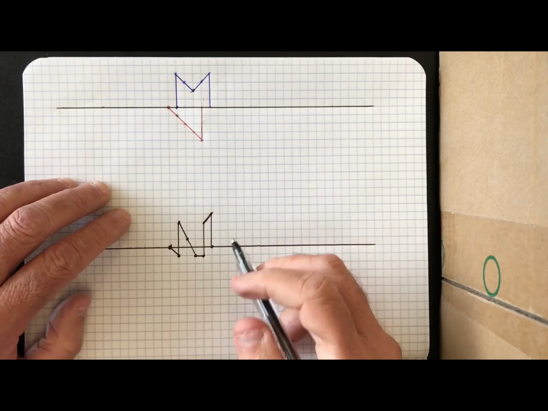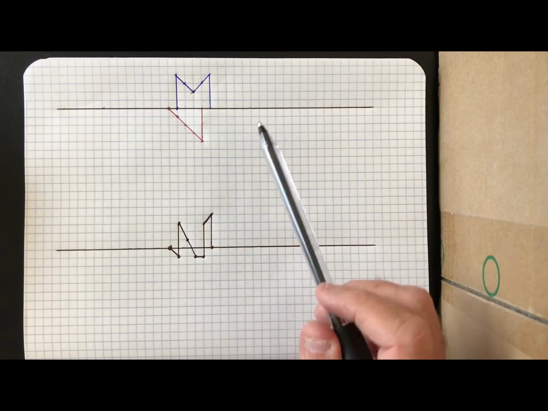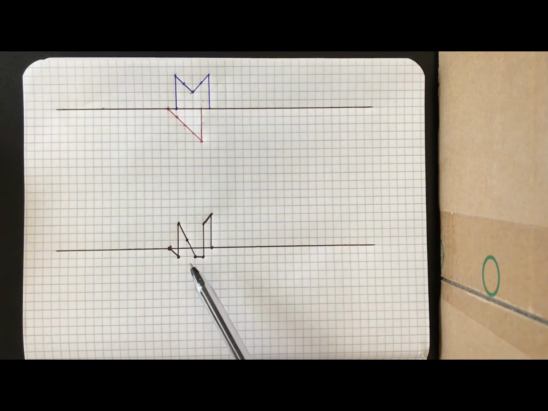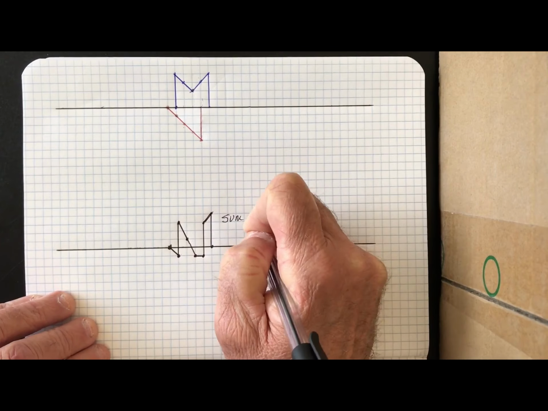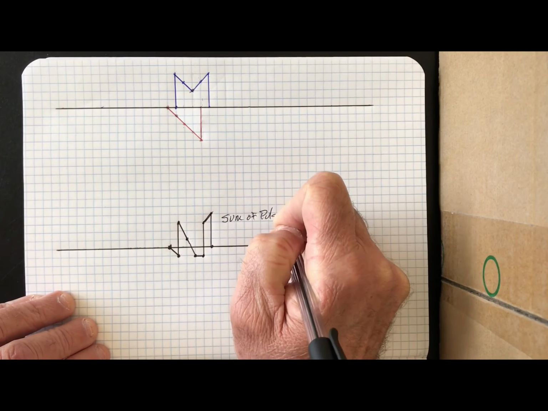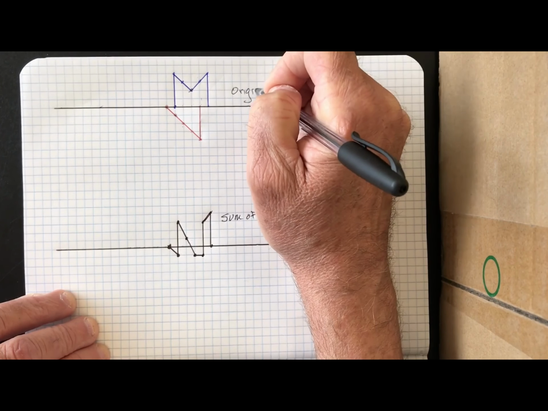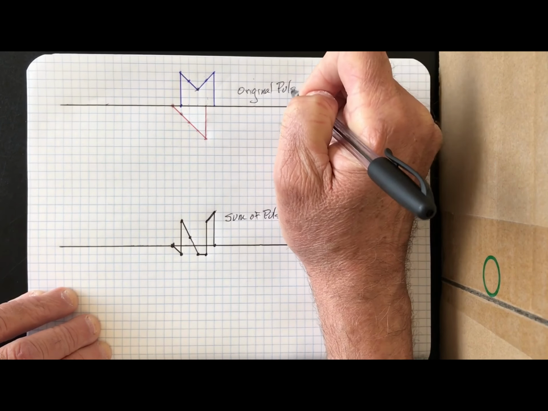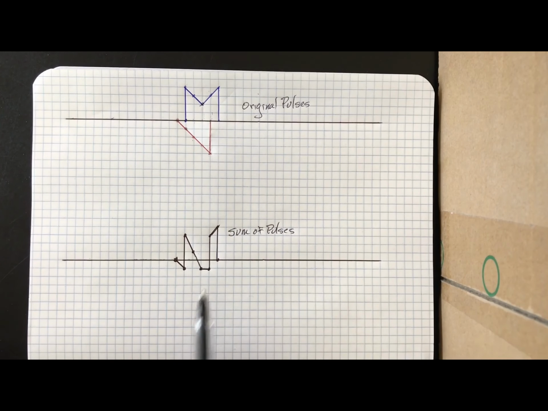like this. So essentially we are just counting squares, and adding the number of squares from the blue pulse to the number of squares of the orange pulse. And here we end up with the sum of pulses. We had the original pulses up here. So we added together the original pulses, and we ended up with the sum of pulses. Hopefully this was helpful to you.